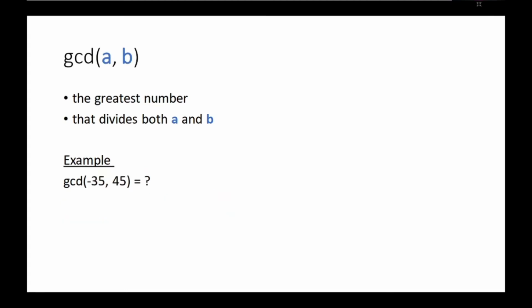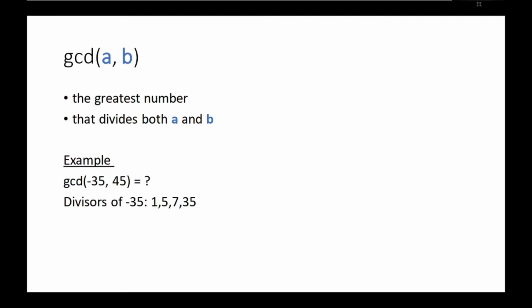Let's do another example. We want to calculate the GCD of minus 35 and 45. So again we start by listing all numbers that divide minus 35. Those are 1, 5, 7 and 35. You could also put a minus sign in front of those divisors such that we get other divisors: minus 1, minus 5, minus 7 and minus 35. However, we're looking for the greatest common divisor, and the positive divisors are always greater than the negative divisors, so we can just ignore the negative divisors.